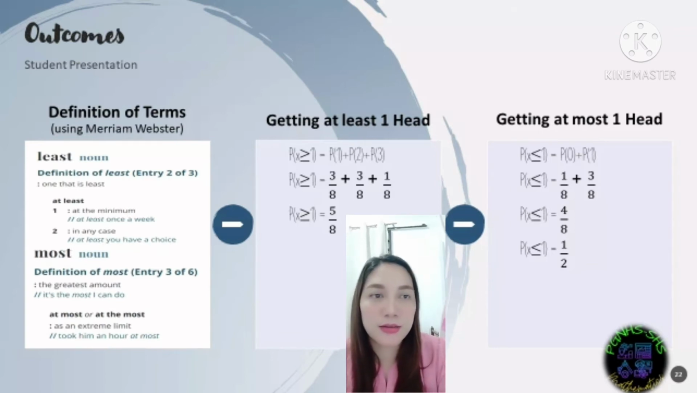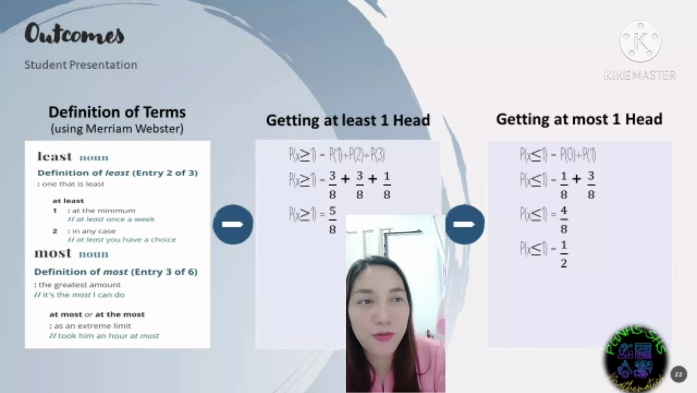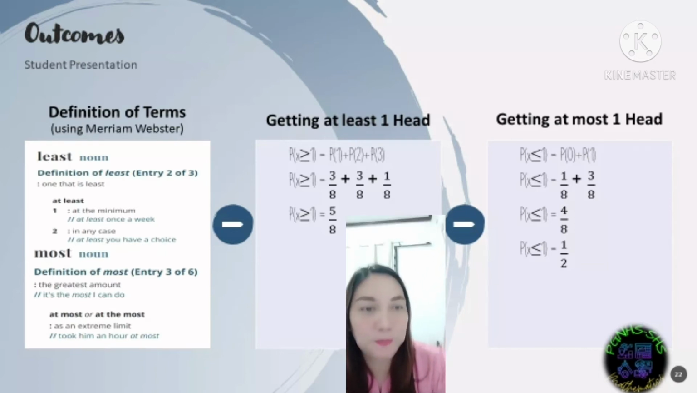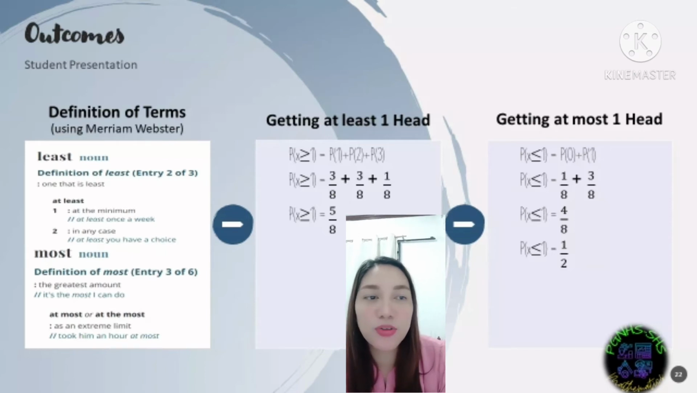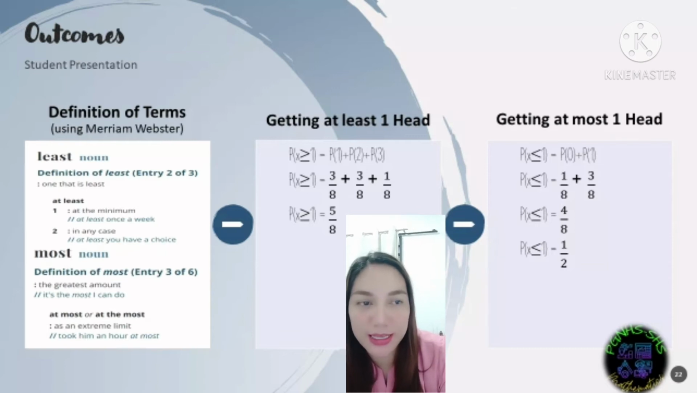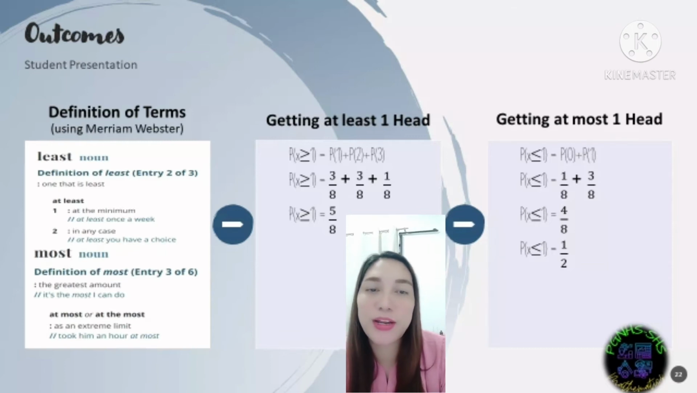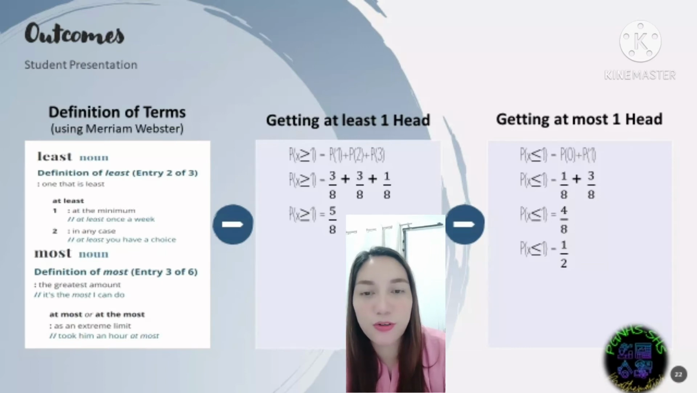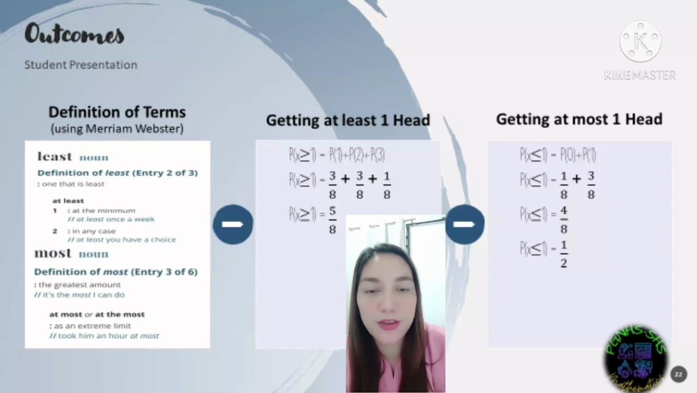On the next problem, what is the probability of getting at most one head? The probability of getting at most one head means a chance of getting a maximum of one head or a chance of getting one or less than one head. In mathematical statement, at most is represented by the less than or equal to symbol. In this case, the probability of getting one or less than one head is the total of the probability of getting no heads and the probability of getting one head.